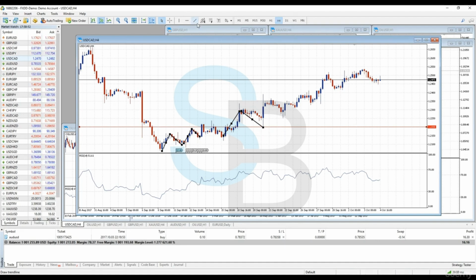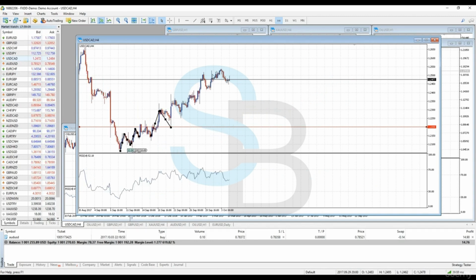Okay, and so this whole upswing, this whole trend here has a lot of continuation patterns in it, and you guys can see that. Okay, so let me just zoom out for a second here.